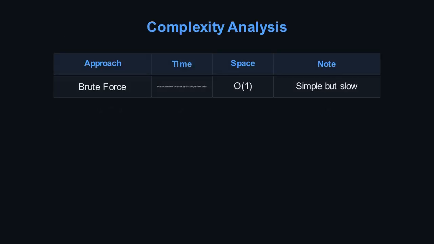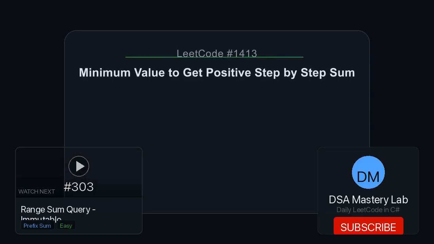This optimal approach achieves a time complexity of O(n) because we iterate through the array only once. The space complexity is O(1), constant space, as we only use a few constant variables. This prefix sum technique is fundamental.